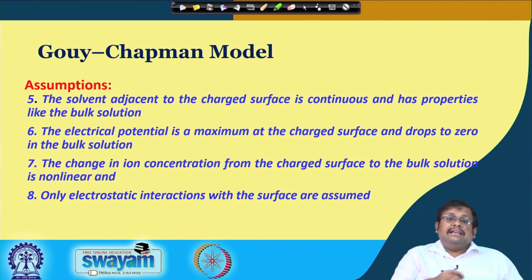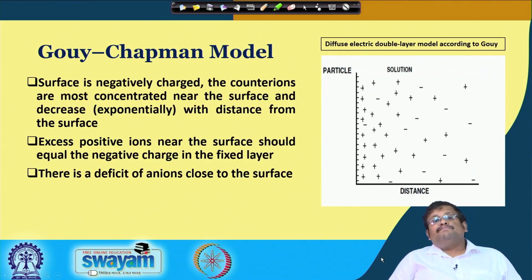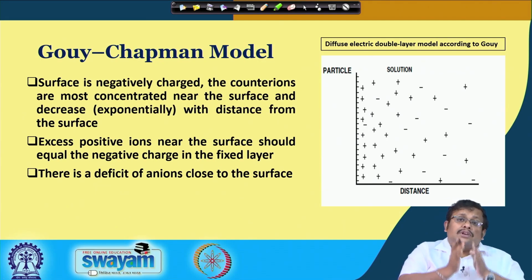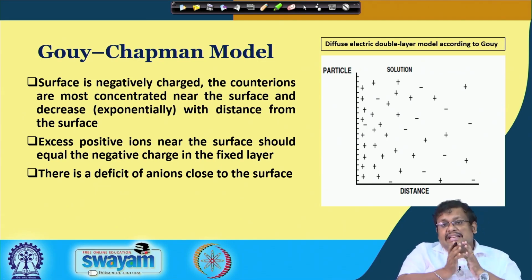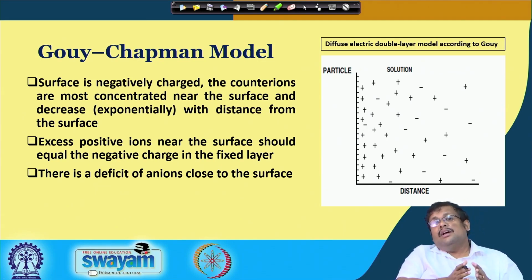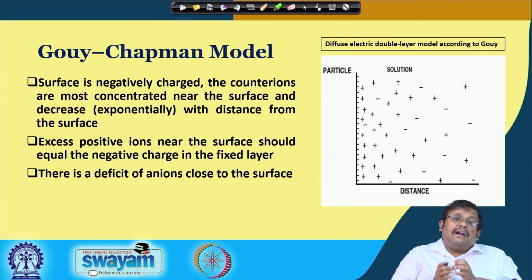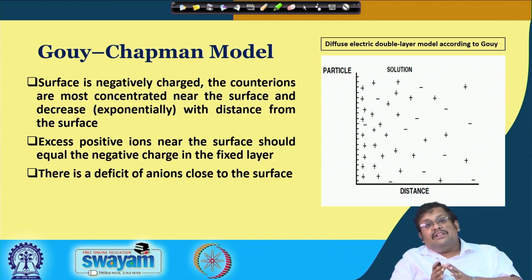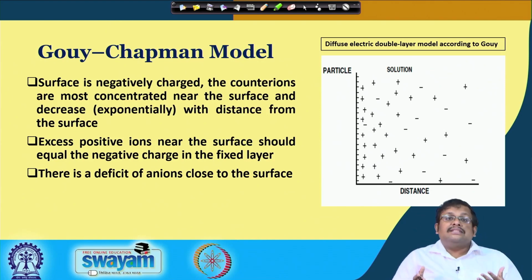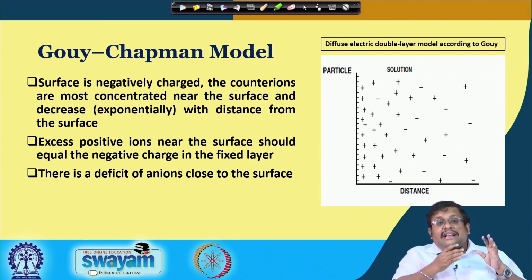However, in this case they are basically diffusing away non-linearly. And finally, only electrostatic interaction with the surface is assumed here. So, this is basically the Gouy-Chapman layer, and you can clearly see that the positively charged cations are concentrated in the adjacent vicinity of the negatively charged colloid, and then they slowly diffuse away with increasing distance from the particle surface. So, the surface is negatively charged, and the counter ions are most concentrated near the surface and decrease exponentially.